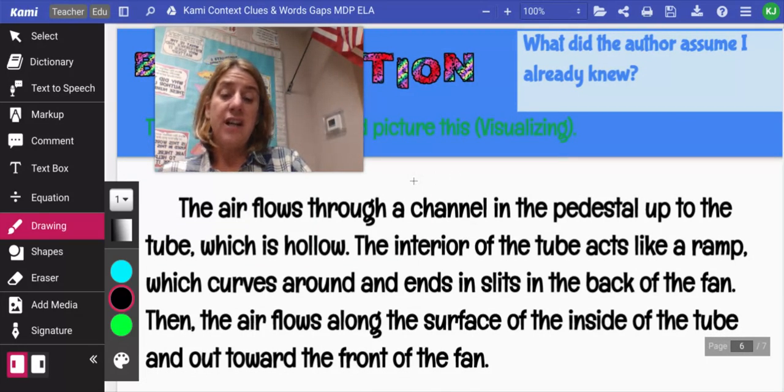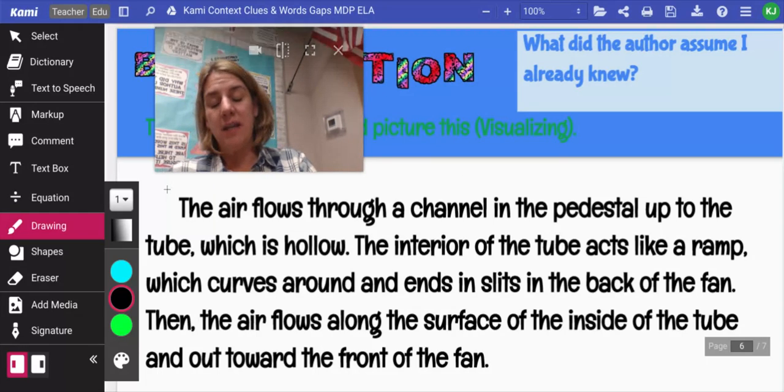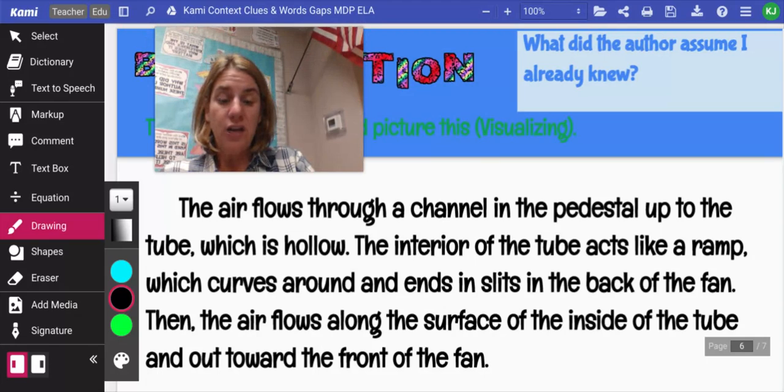That's really a science paragraph, not related to Michaela de Prince, but it'll help me make my point. The air flows through a channel in the pedestal up to the tube, which is hollow. The interior of the tube acts like a ramp, which curves around and ends in slits in the back of the fan. Then the air flows along the surface of the inside of the tube and out toward the front of the fan. Whoa, that was a lot of description and not enough background and not enough context clues.